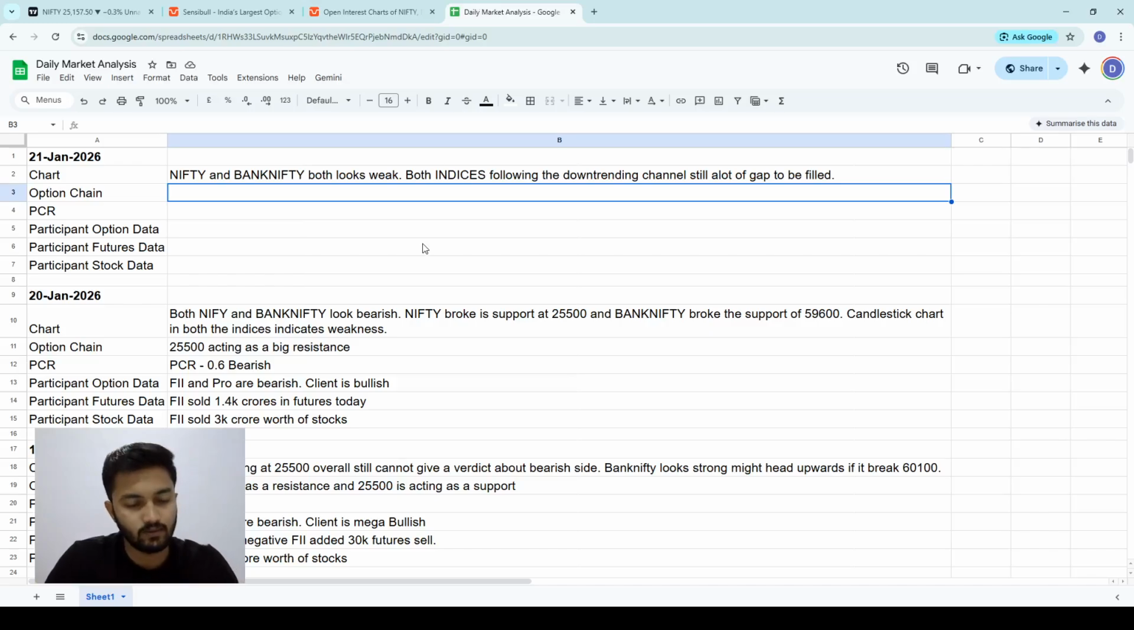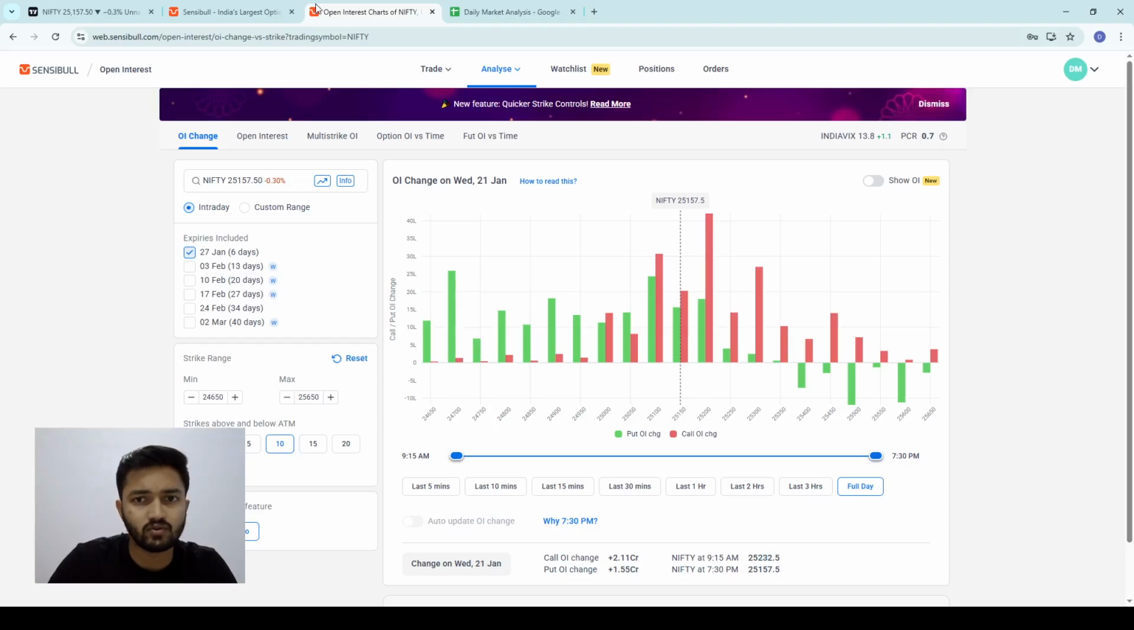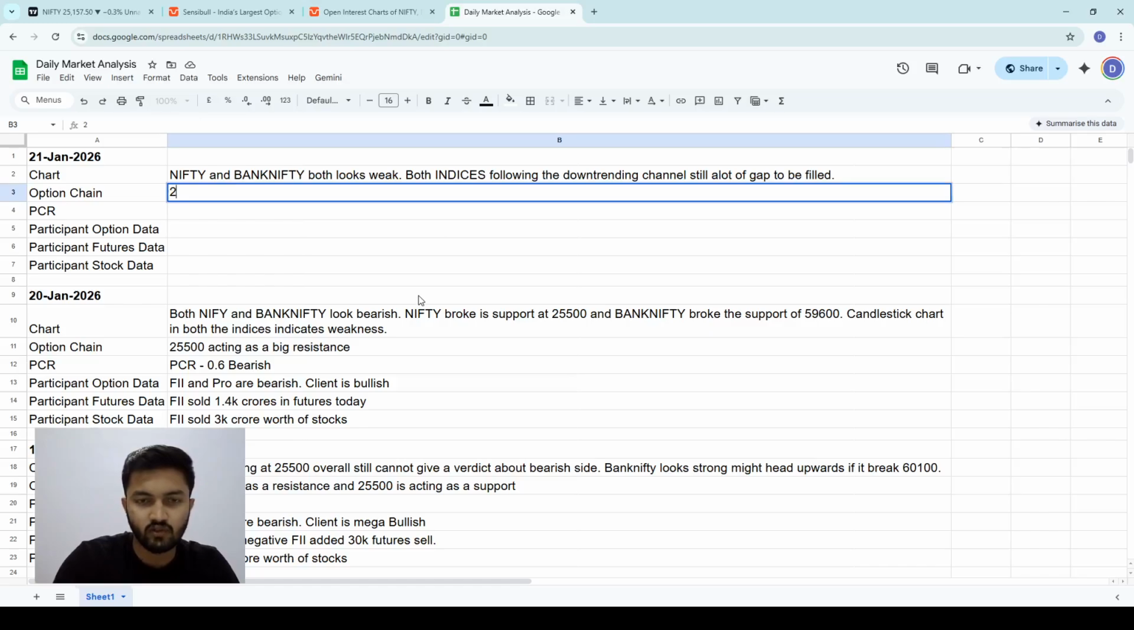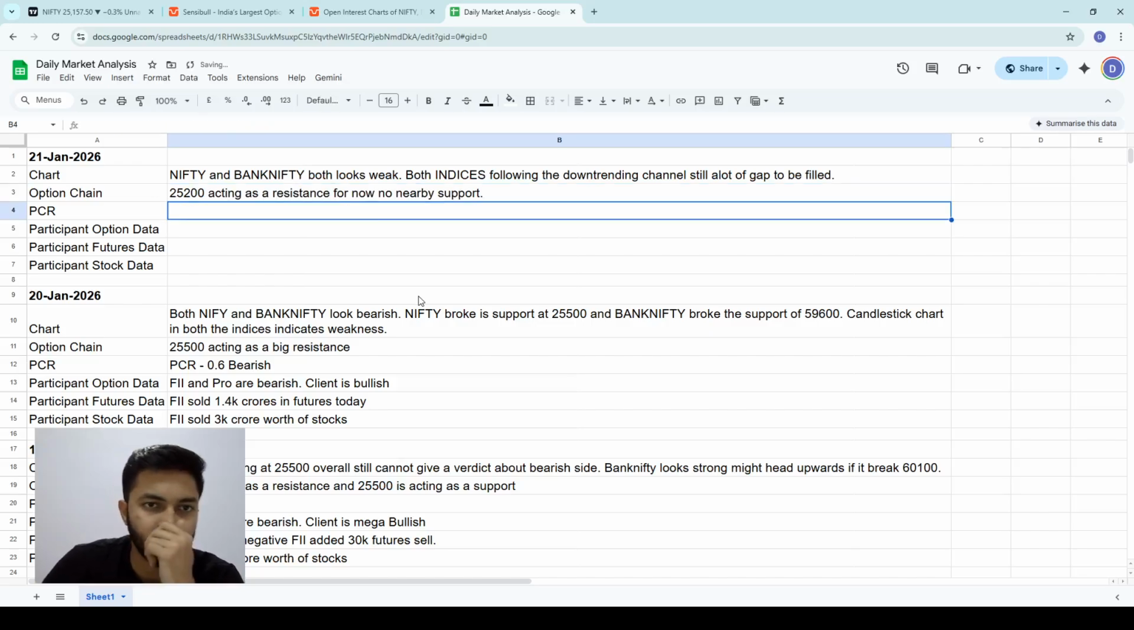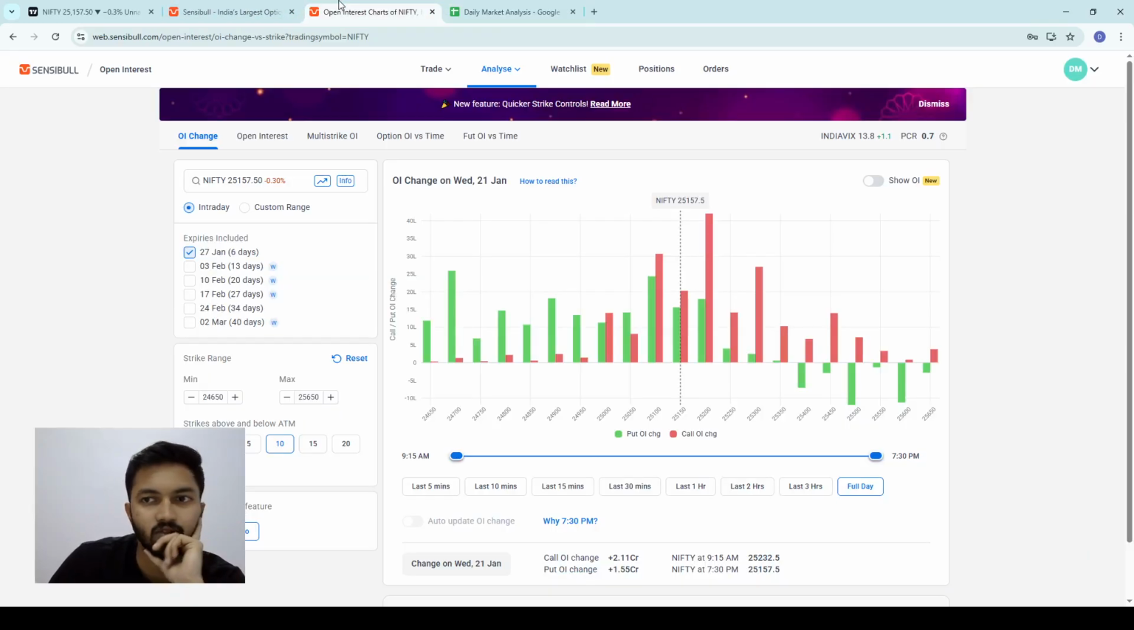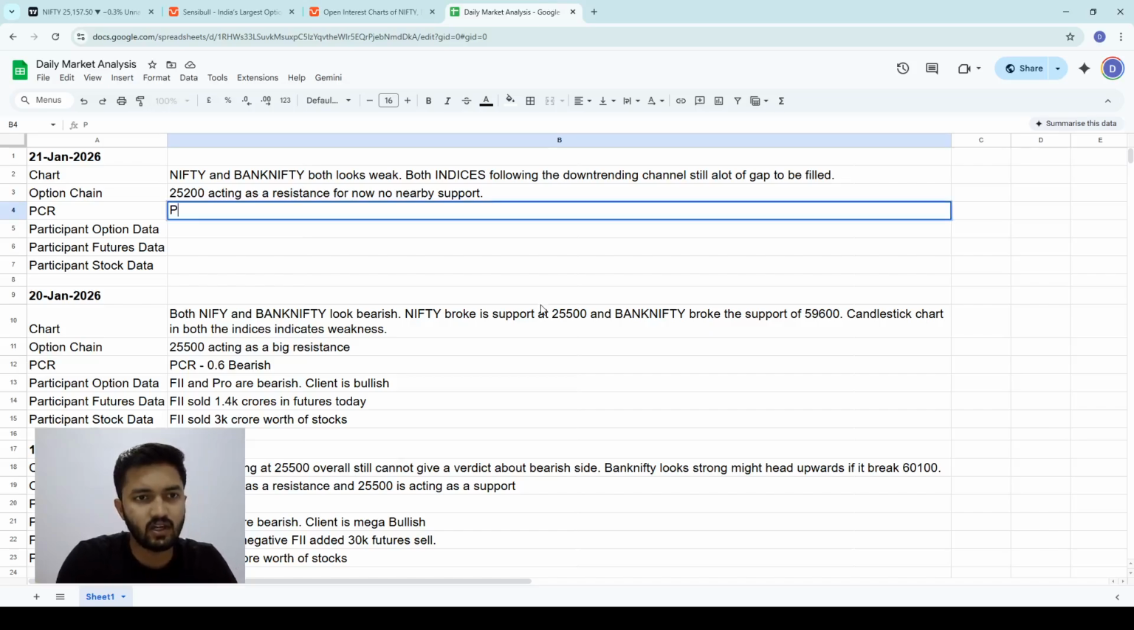Yeah. So 25,200 acting as a resistance for now. No nearby support, right? I forgot my specs upstairs. That's why. The PCR is at 0.7, so it indicates there's some sort of neutrality.